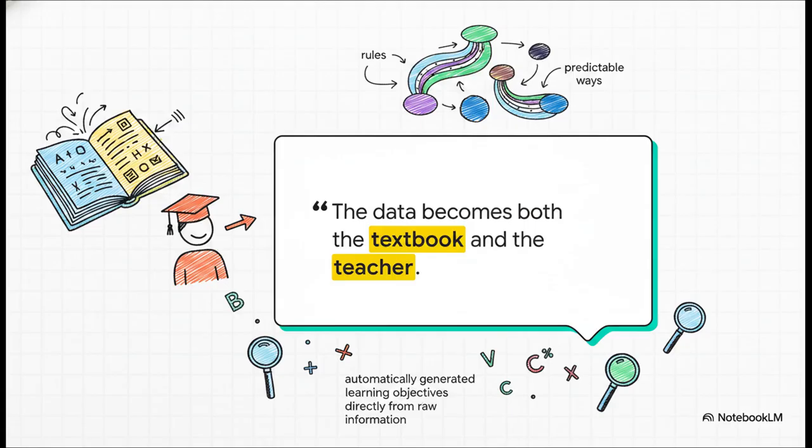This roadblock actually forced arguably the greatest breakthrough in modern AI. Researchers realized that language already follows natural rules. Words appear together in predictable ways. So instead of needing human labels, they set up a system where the learning objective is generated automatically from the raw text itself. The data literally becomes both the textbook and the teacher.